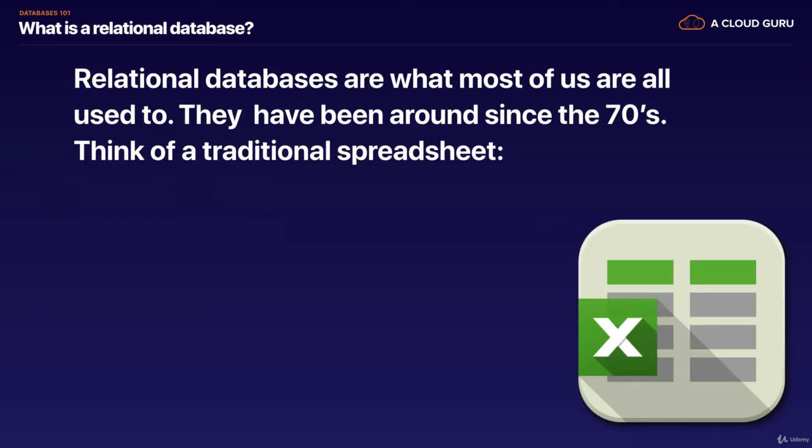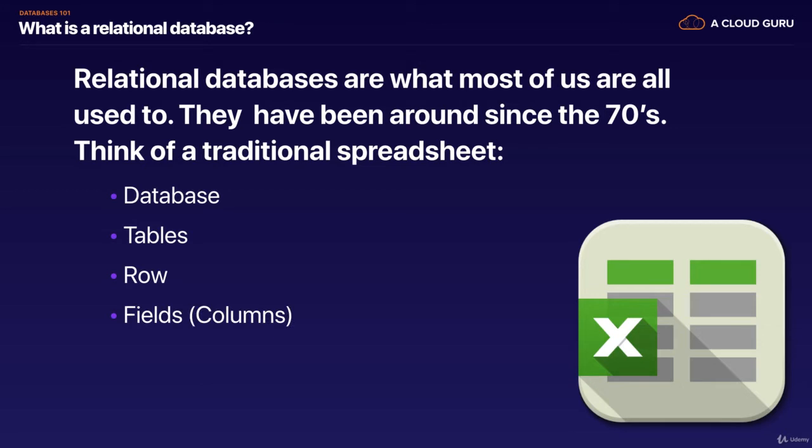And if we think of relational databases, let's start there. Relational databases are what most of us are used to. They've been around since the 1970s. I want you to think of a traditional spreadsheet. If you use Excel, Excel is saved in a file. It might be your cost.xls or something like that. So that's essentially the database itself. And then if you go into that file, you've got different worksheets, and those are different tables. And inside your tables, you've got rows and you've got columns or fields. So that's all a database is.